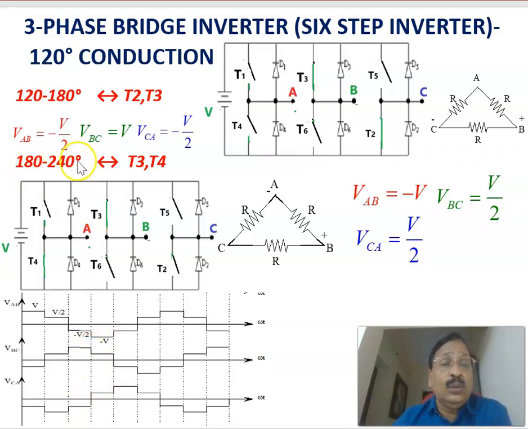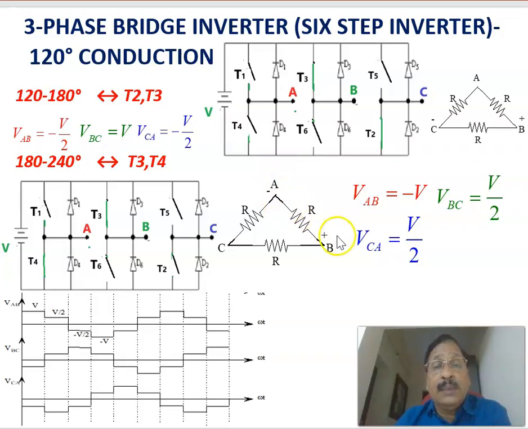Then the next one, 180 to 240 degree. In that duration, T4 is entering and T2 is outgoing; T2 is the outgoing SCR. Two SCRs are conducting, one from the positive group and one from the negative group, that is T3 and T4. T3 is conducting from the positive group and T4 from the negative group. Therefore, A is connected to the negative of the DC source, and B is connected to the positive.